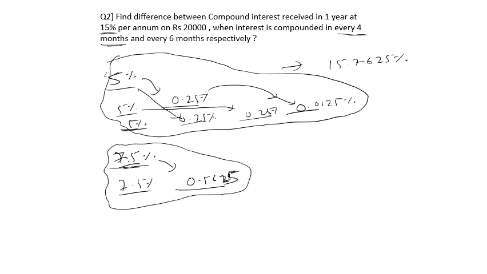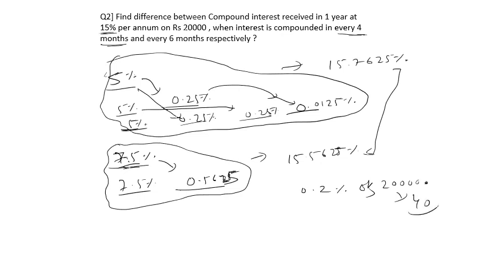So this comes out to be 15.5625%. So the difference is how much? The difference is 0.2%. 0.2% of what? Of the principal. Principal is 20,000. So 0.2% of 20,000 is how much? 40. So 40 is your answer. I hope this part is clear.